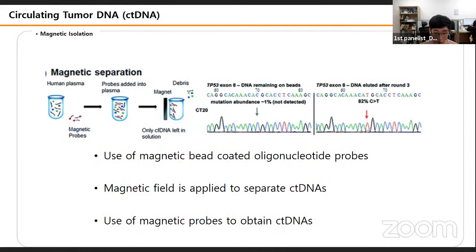Circulating tumor DNA, or ctDNA, is another important biomarker that is used for cancer diagnostics. Various methods exist for separating ctDNA from blood in microfluidic platforms, and one example method is magnetic isolation. For this separation, magnetism is used to selectively isolate ctDNA by magnetic beads coated with oligonucleotide probes, magnetic field, and magnetic probes.